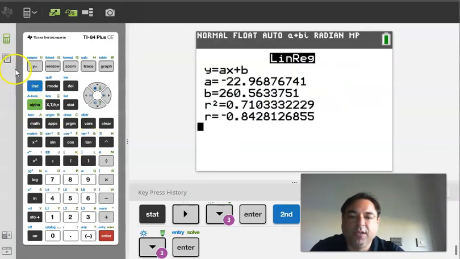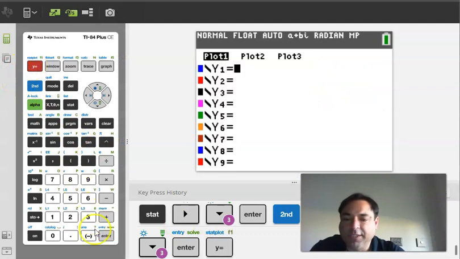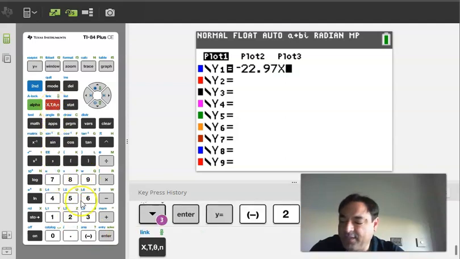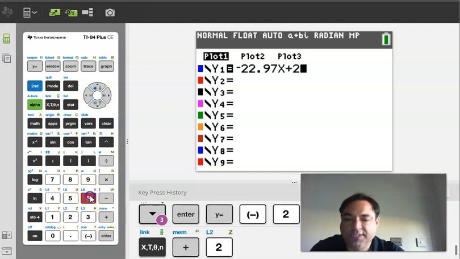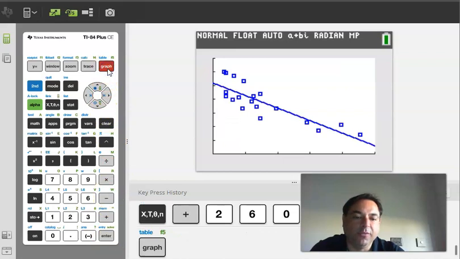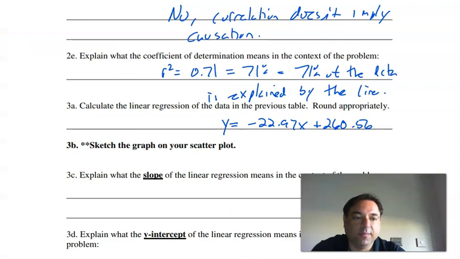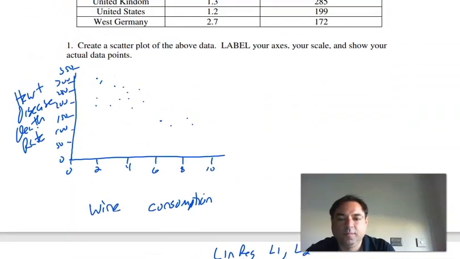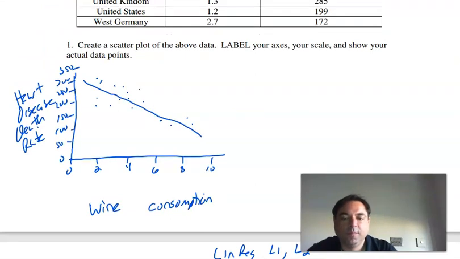Now, when I go to my calculator, I'm going to sketch that. So I go to my calculator, press Y equals, make sure you use the negative button, negative 22.97. X is located to the left of stat, plus 260.56. Hit enter, hit graph, and that line goes right through the data. That's how you know you did it correctly. So I'll sketch that in my graph. Okay.